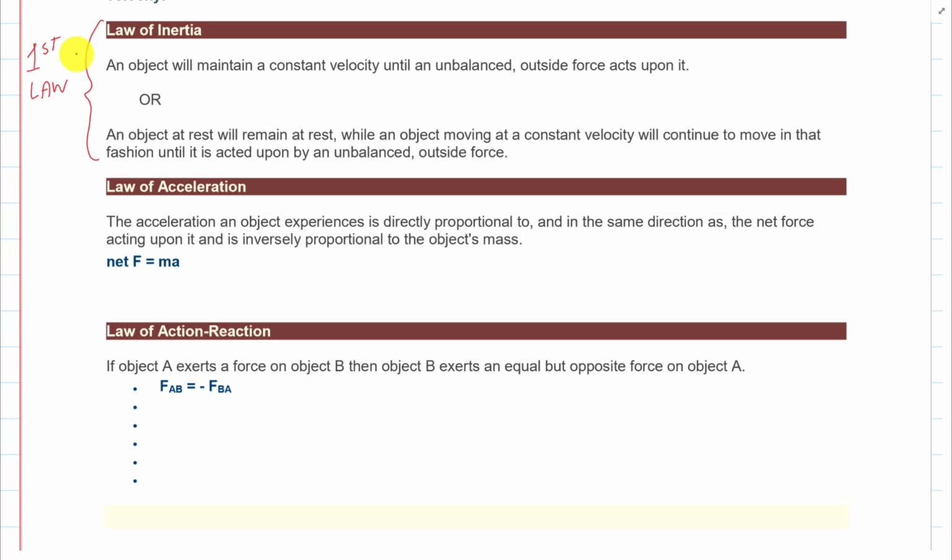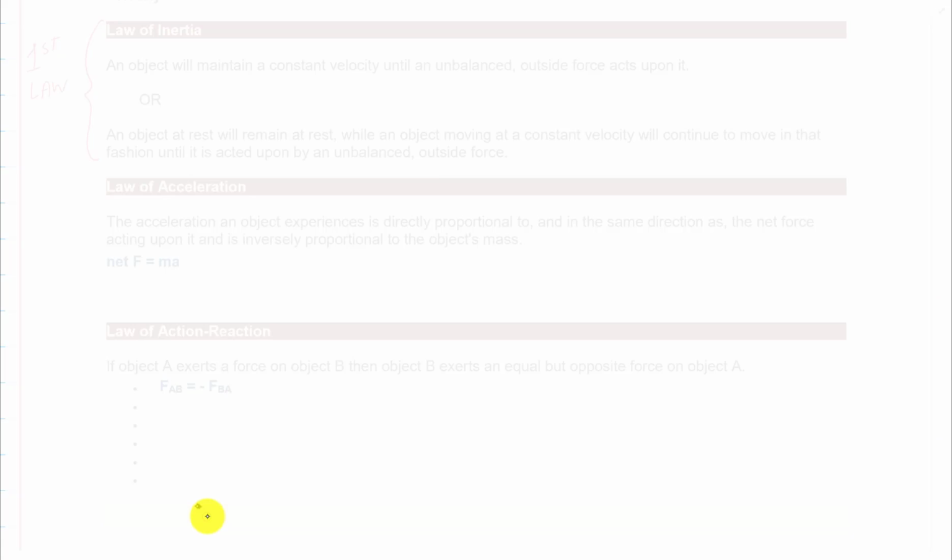And will continue to move in that fashion until it is acted upon by an outside, unbalanced force. Okay? But now that you've memorized it, or will memorize it, let's just take a look at what it means.